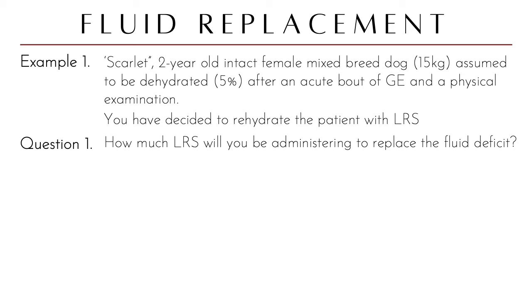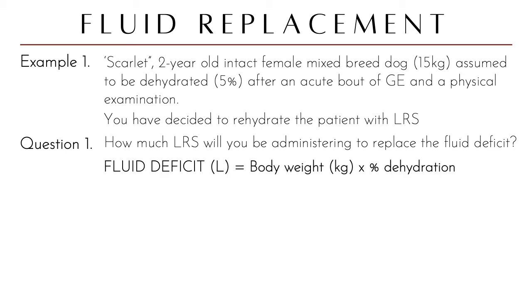How do we compute for the fluid deficit again? We multiply the body weight by the percent dehydration, right? So fluid deficit is equal to 15 kilos multiplied by, now this is where some students get it wrong. It's not 5, it's 0.05, right? Don't forget that. And that is equal to 15 times 0.05 is 0.75 liters, correct.